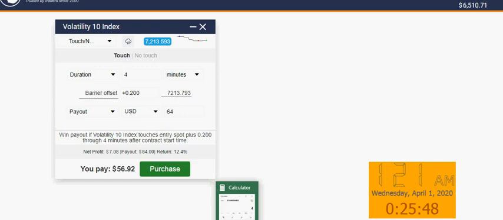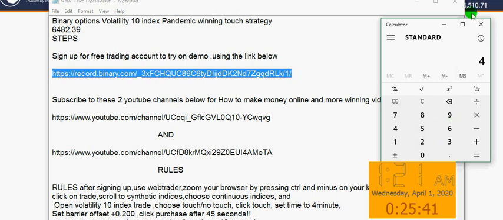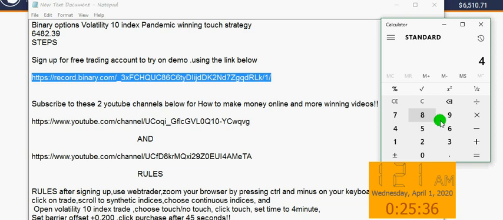So let's see what we made. We start with 6482.39. So we have 6510.71 minus 6482.39. So we made 28.32 in about a few minutes.